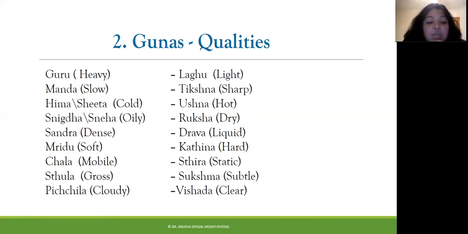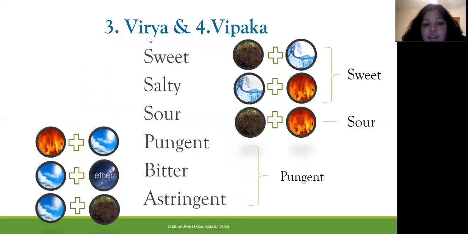Sthula means it's gross or big, and Sukshma means it's subtle or small. Pichila means it's cloudy or opaque, whereas Vishada means it's clear. Okay? So that's all the 20 gunas, or the Vimshati gunas. The next is looking at Virya and Vipaka.